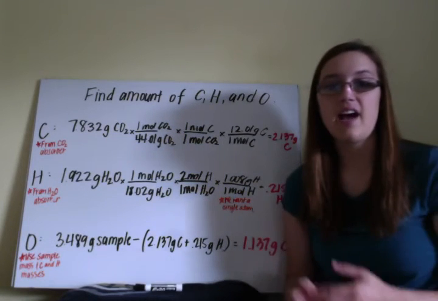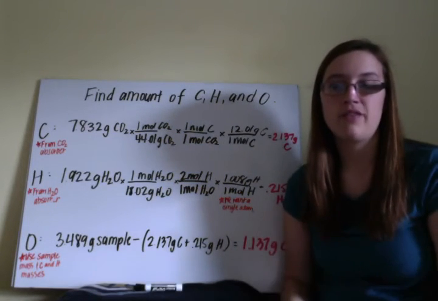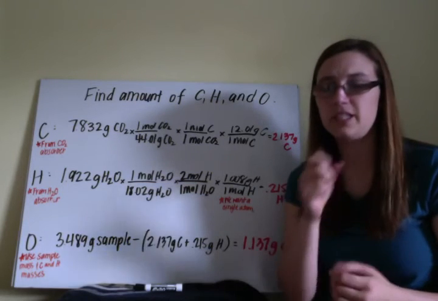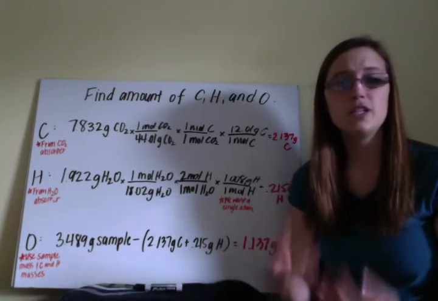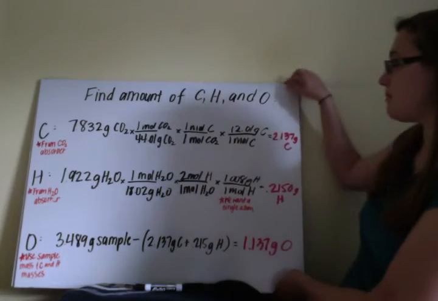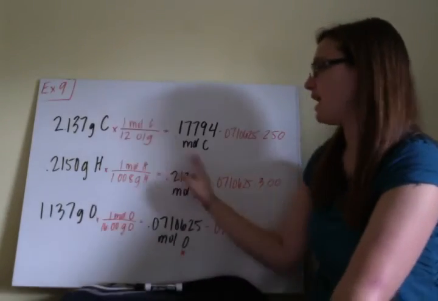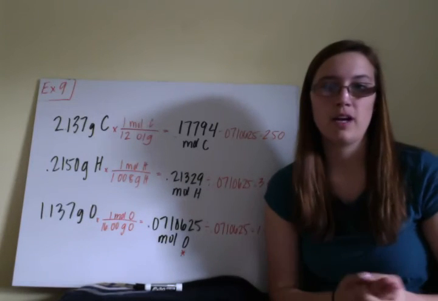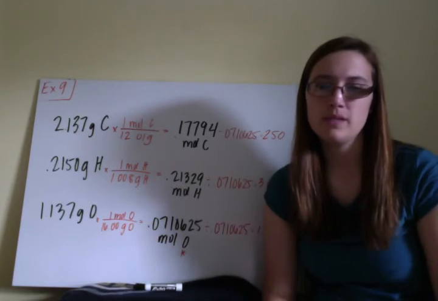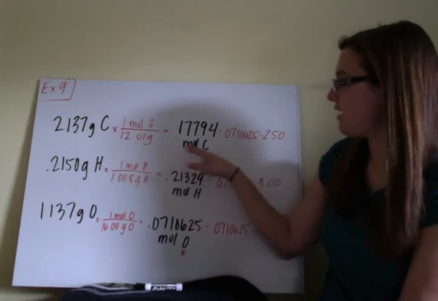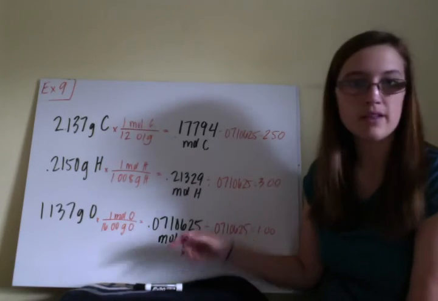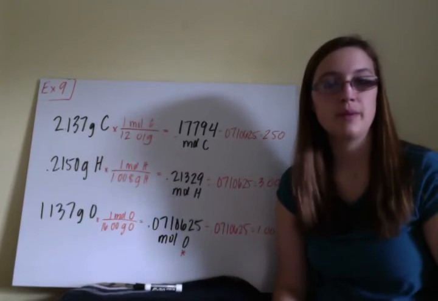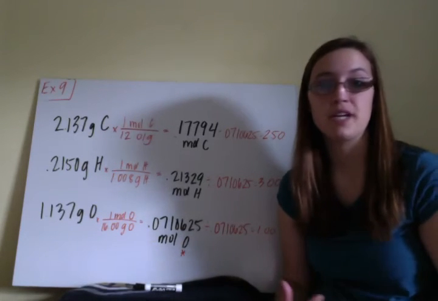So now that I have the mass of carbon, the mass of hydrogen, and the mass of oxygen, do it just like a regular empirical formula problem, which means I take those masses and I go to moles of each. Okay, so once I have my grams of each, go to moles. Then once we have moles, divide by the smallest. Right, now it's just an empirical formula problem. You're trying to find the ratio.